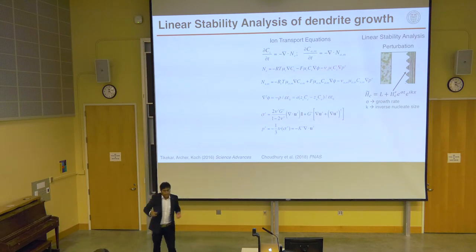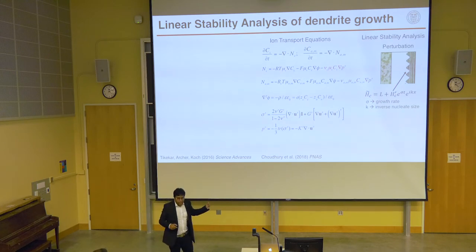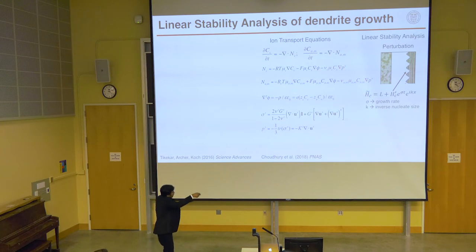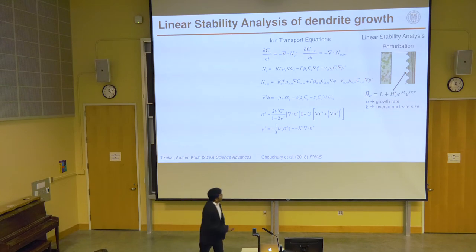So these equations you may have seen in your chemical engineering classes. The only difference here is that these materials are charged, so they are ions. They are in an electric field, so we write a Poisson equation for that. After writing the ion transport equation, we perform linear stability analysis of the interface between the electrolyte and the electrode. So this is the perturbation equation for that.